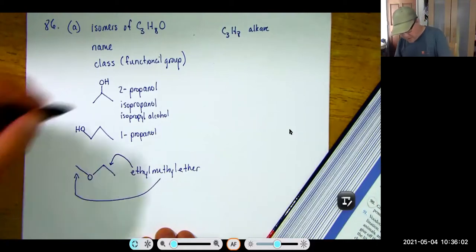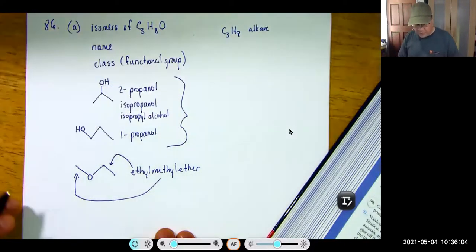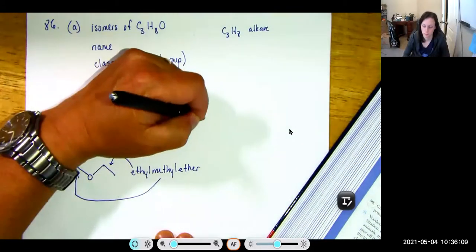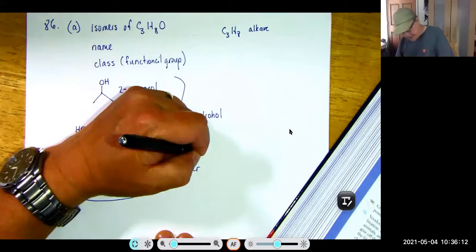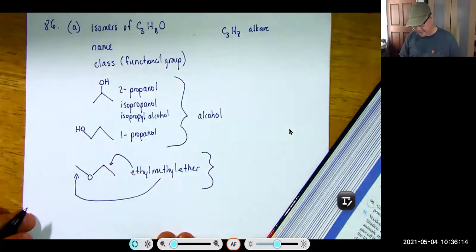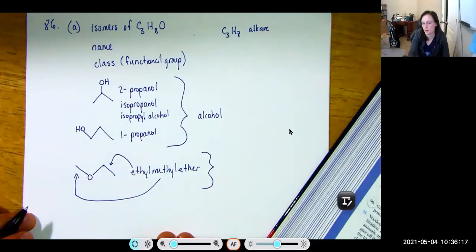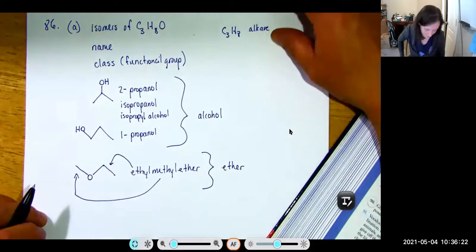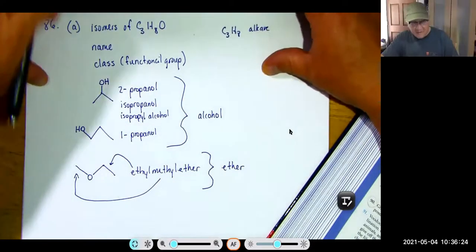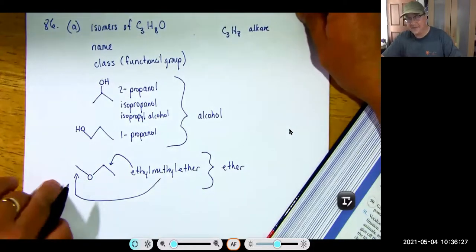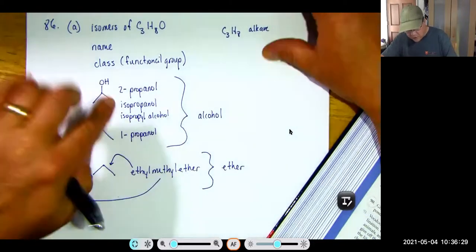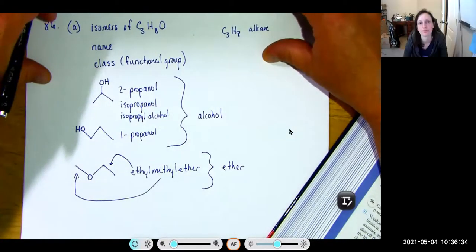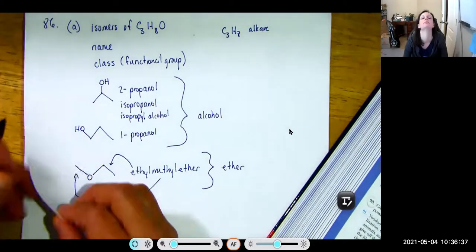So what are the functional groups of these guys? The first 2 that we did: alcohols. And what about this last one? Ether. And the name even tells you it's an ether, right? And the name of the others strongly indicates that it's an alcohol because of the "ol." Okay, so that's 86A.